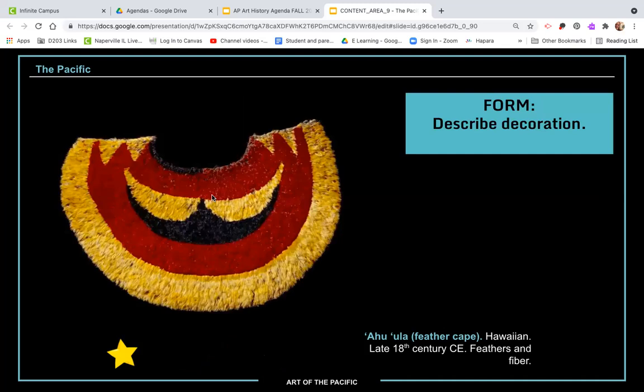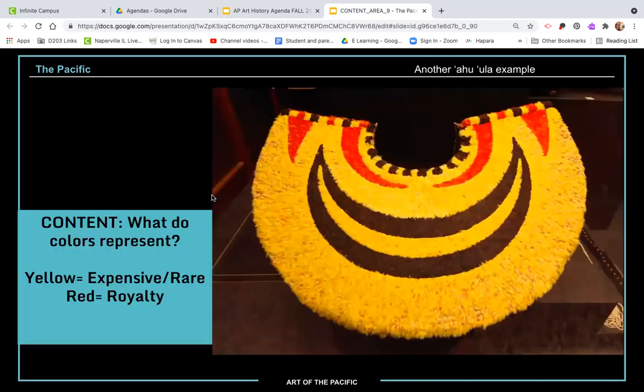In very basic terms, describe what you see. We've got feathers, but how are they arranged? What colors do you see? Go ahead. It does kind of look like wings of a bird. So we have the sunny colors of the yellow. What other colors do we see? Yeah. Black and red. And those are going to come from birds that are local to the islands of Hawaii. Because this is a Hawaiian cape, and it's in a very geometric, very organized state.